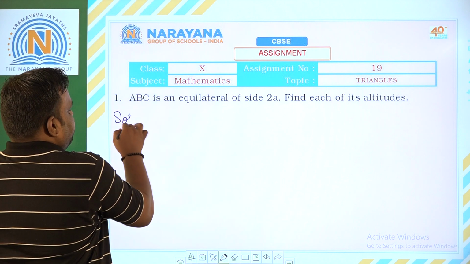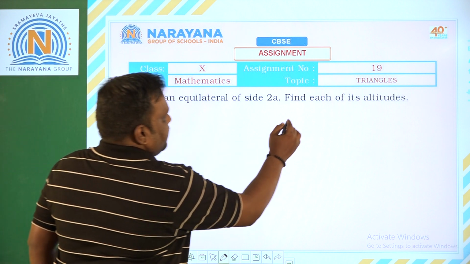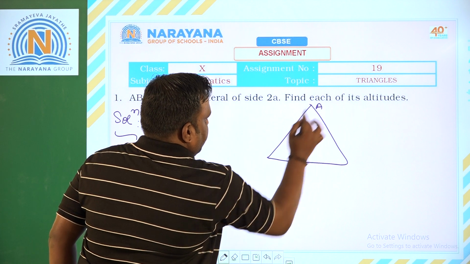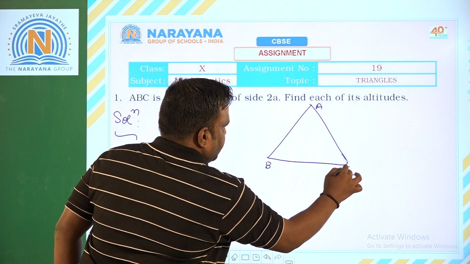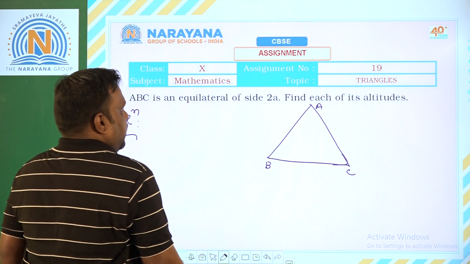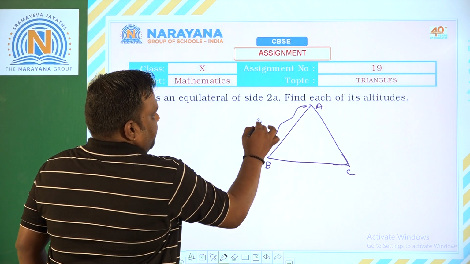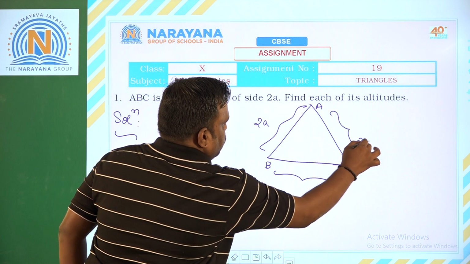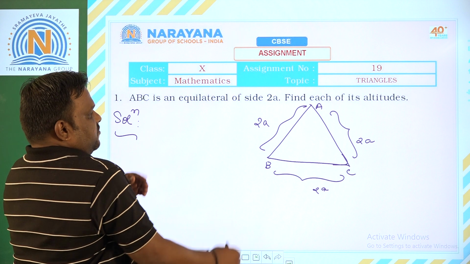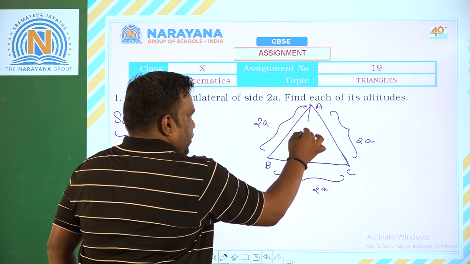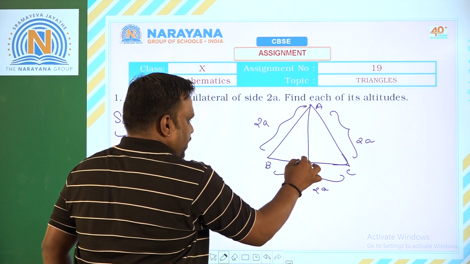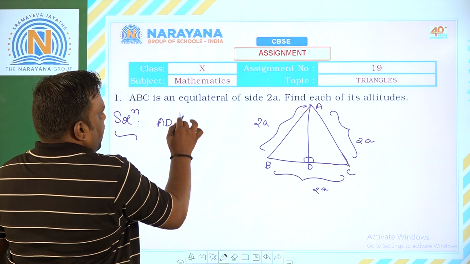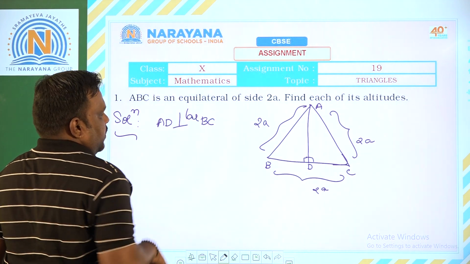So when you look at the solution for this one, ABC is an equilateral triangle of side 2A. Let us take this as an equilateral triangle ABC. Each side is given as 2A. This is 2A, and this also is 2A. Now let us draw one perpendicular from A to BC. Let us name the foot of the perpendicular D. That is, draw AD perpendicular to BC.